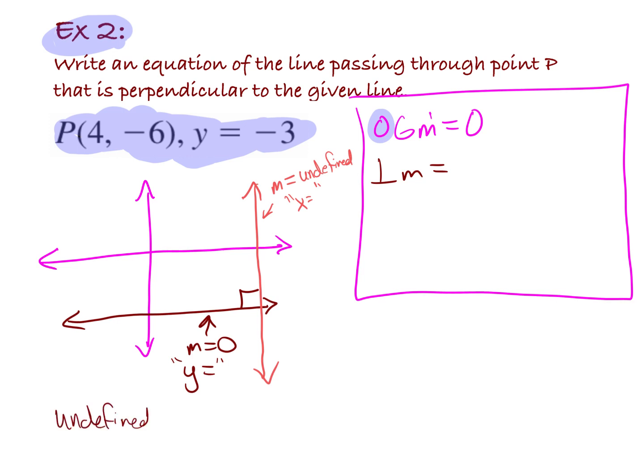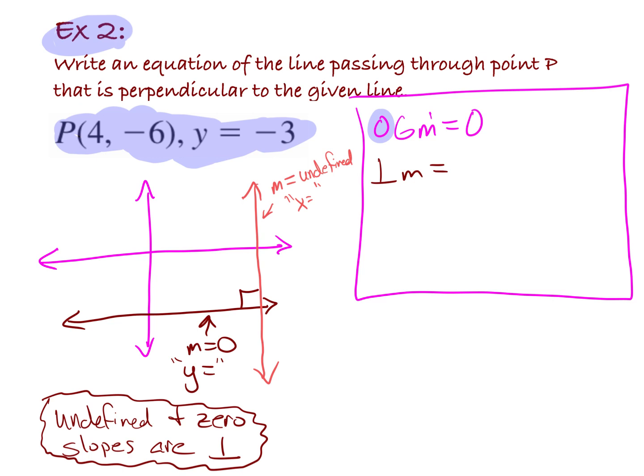Undefined and 0 slopes are perpendicular. Highlight it, circle it, do something just so you know that. Undefined and 0 slopes are perpendicular. So if my original is 0, what's perpendicular of 0? Undefined. So our undefined slope, our perpendicular is just undefined. Now I've got to find my B. The perpendicular B.